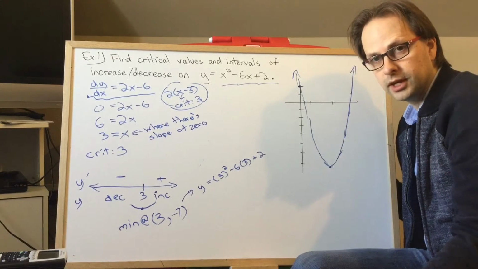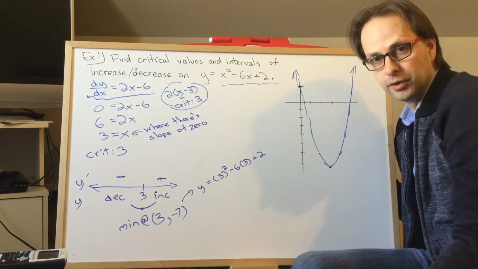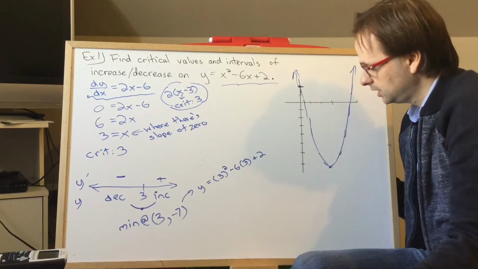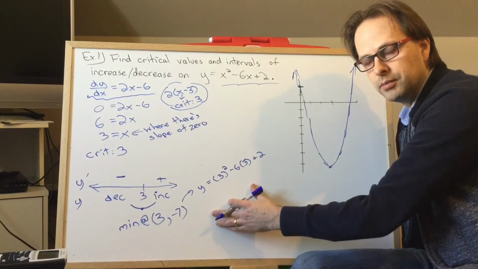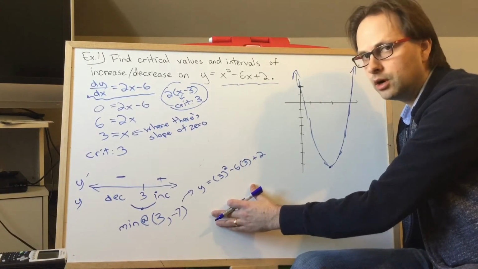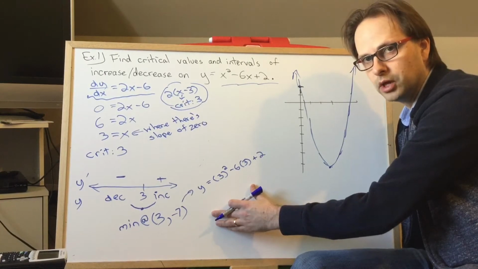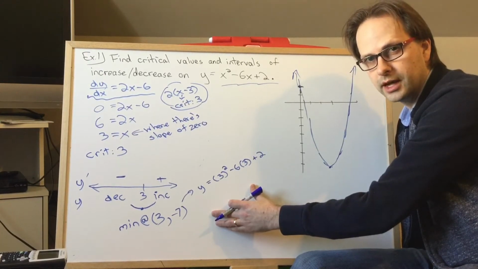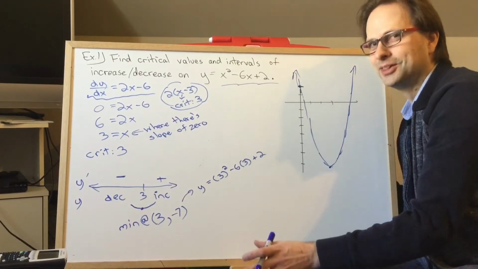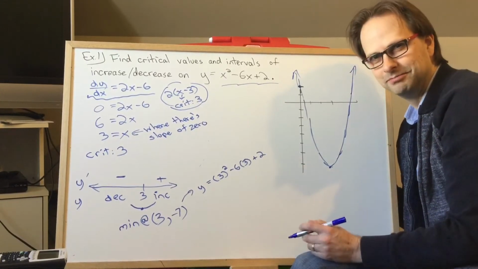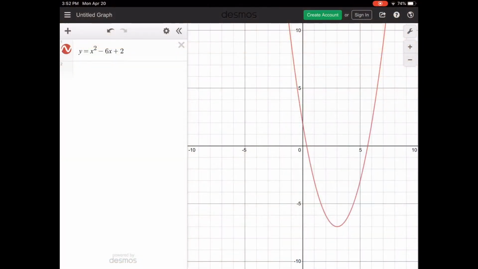Could we have found the vertex a different way, say through negative b over 2a or through completing the square? Absolutely. But this calculus way is going to help us find max and min points for functions that aren't just parabolas, that are higher order polynomials or weirder functions than that. Let's take a second to look on Desmos just to make sure I'm not lying to you about the look of this function. Yay! As expected, it looks like the parabola that we graphed.